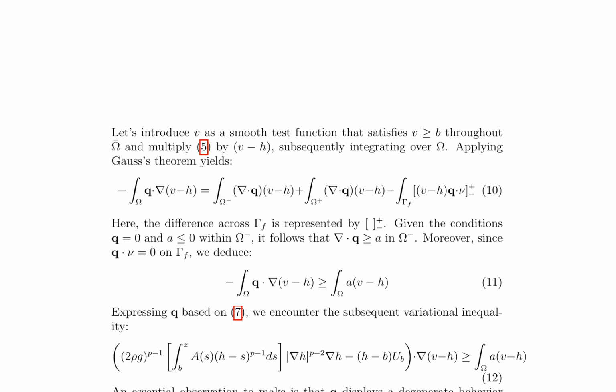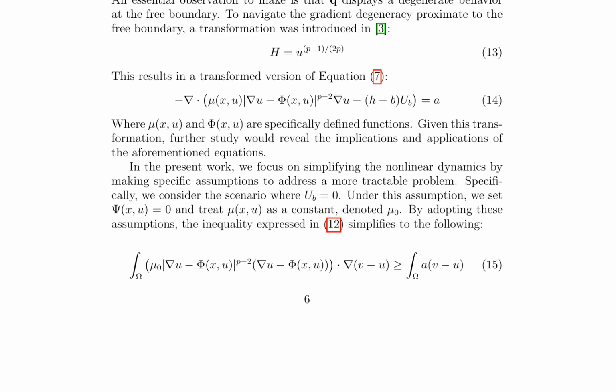A crucial observation is that q exhibits degenerate behavior at the free boundary. To address this, the authors employ a transformation, introduced in reference 3, which replaces u with h, as defined in equation 13. This transformation leads to a reformulated version of equation 7, given by equation 14, where mu(x,u) and phi(x,u) are specific functions.